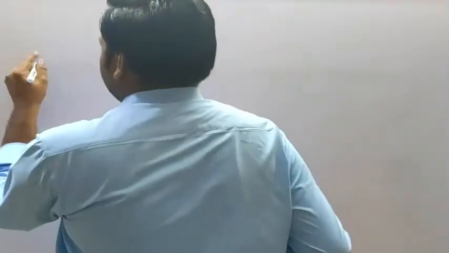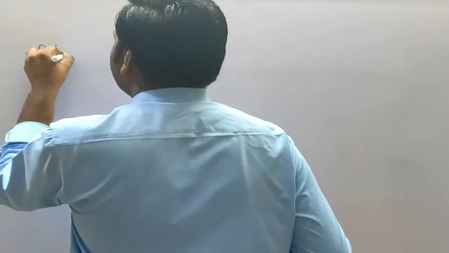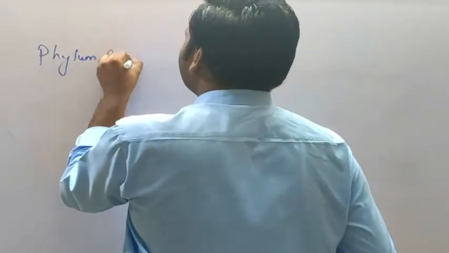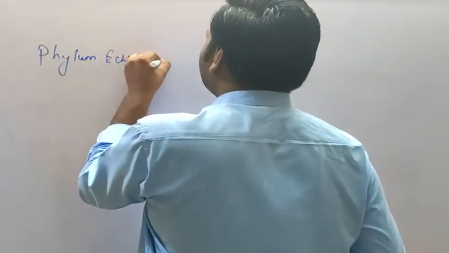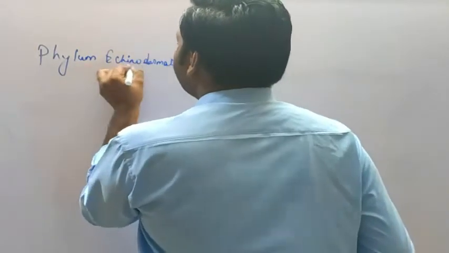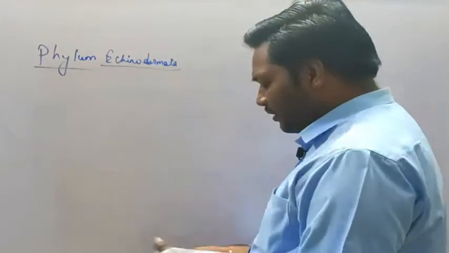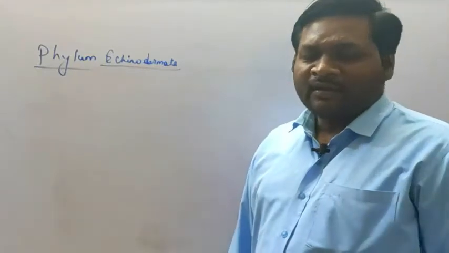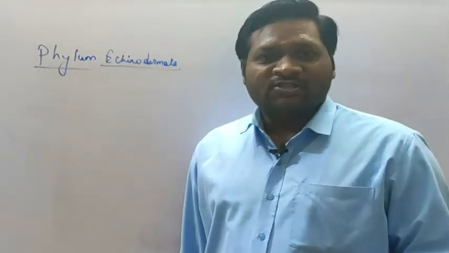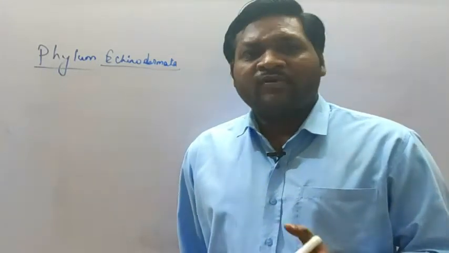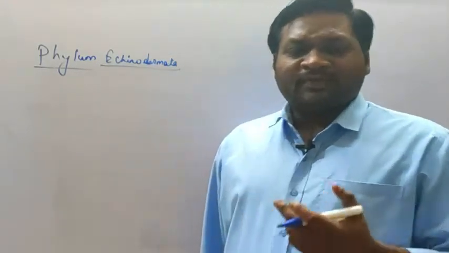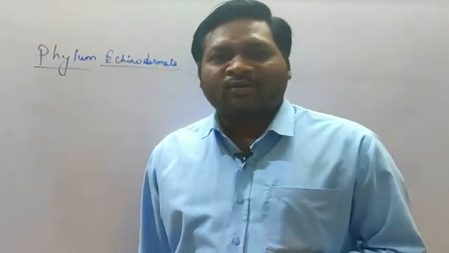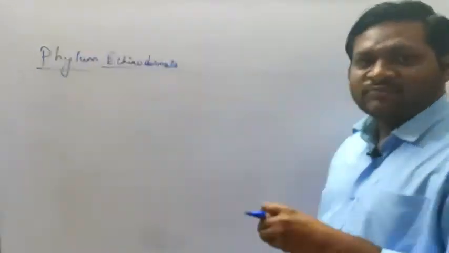Okay, so the next phylum is the phylum Echinodermata. Here, we will be talking about the animals which are most probably aquatic in their habitat. We will discuss their general characteristic features: what type of body organization they have, what type of reproduction they exhibit, whether they have a true body cavity, and what type of organ system or level of organization they have. All these things we are going to discuss here.